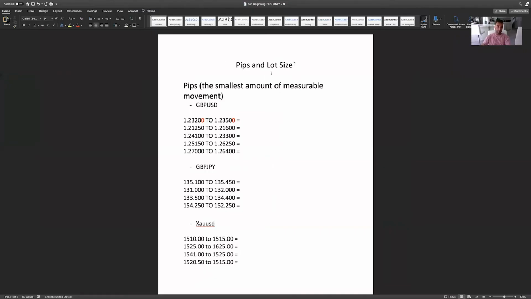Okay, so here I already have this stuff marked out. It's pips and lot size. So first off, we're going to go over pips, okay?